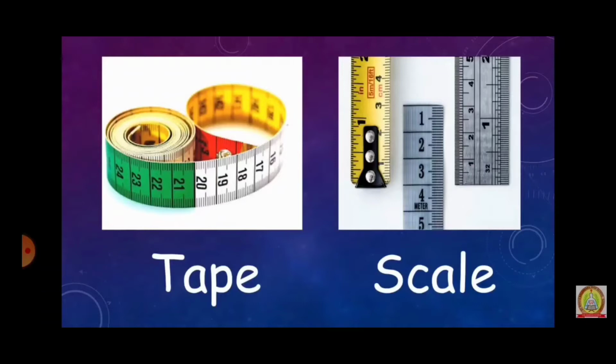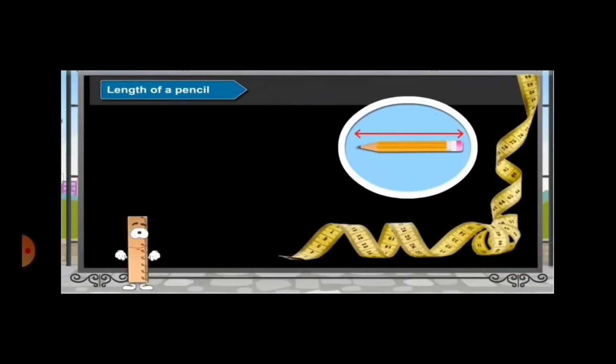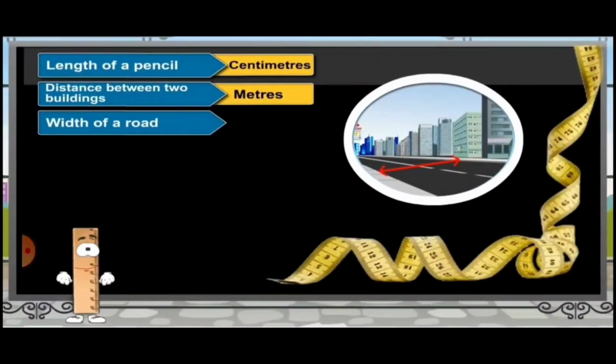Tape is used to measure distances and scale is used to measure length. So for bigger distances you can use a tape, and for smaller lengths you can use a scale. Now, how will you measure the length of a pencil? Pencil is a small object. How will you measure it? By meter or centimeter? Yes, you can measure it in centimeters using a scale. What about the distance between two buildings or the width of a road? You can measure it using the measuring tape, and it will be measured in meters.